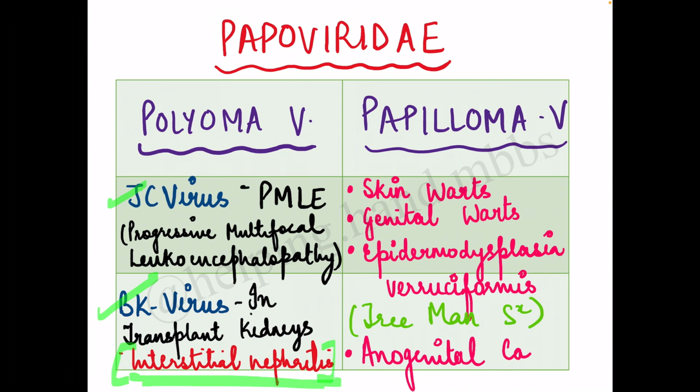Then I have the papilloma virus, which is a very, very important virus because it is associated with cervical cancer, as we all know, the human papilloma virus. But it causes other things as well. It causes skin warts, it causes genital warts, it causes epidermodysplasia verruciformis, which is the tree man syndrome, and it causes anogenital cancer, which is the cervical cancer, and in fact it is also associated with some oral cancers. But most important that you should be remembering is that it causes cervical cancer. Most common genotypes associated are 16 and 18. Those are the high risk genotypes of papilloma virus.